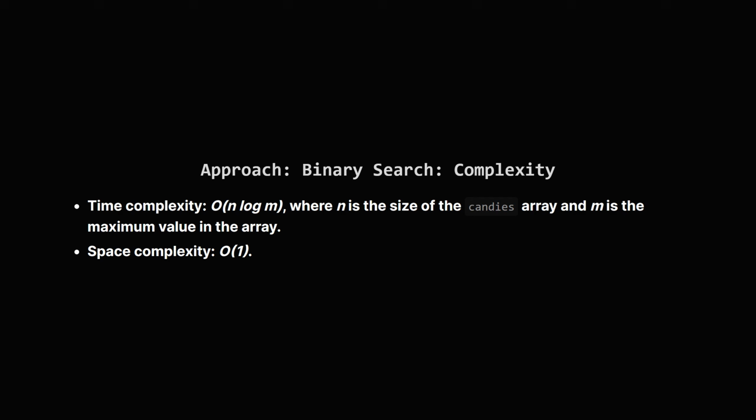The time complexity is big O of n log m, where n is the length of the candies array, and m is the maximum value in the candies array. The log m factor comes from the binary search, which repeatedly halves the search space between 1 and the maximum candy value. The n factor comes from the can_allocate function, which iterates through the entire candies array in each call. The space complexity is big O of 1, meaning constant space. This is because we only use a few extra variables, left, right, mid, answer, count, and their number does not scale with the input size.